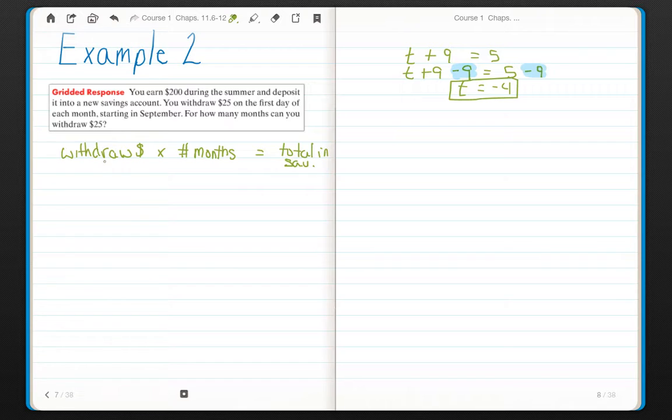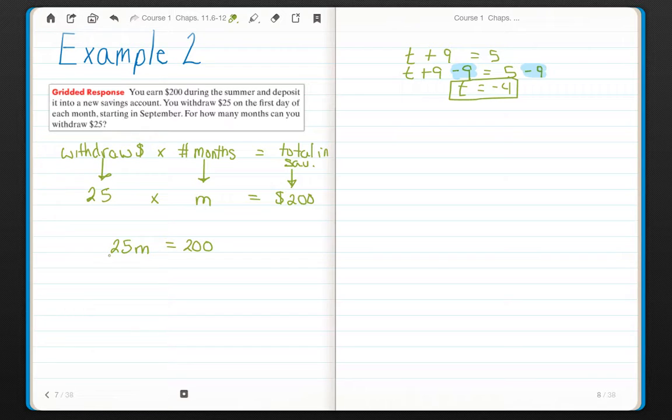So if I withdraw some money, I know I'm going to withdraw $25. I'm going to withdraw it for some number of months. I don't know how many, we'll call it M. And I know that I have a total of $200 that I can withdraw. So here is my equation, 25M, because remember, a number, this is called a coefficient, right next to a variable means to multiply. So 25M equals 200.